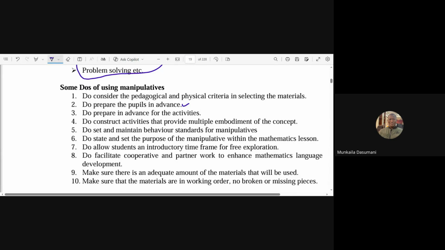As we said, to prepare the pupils in advance, and then consider the pedagogical and physical criteria in selecting the materials. The first one was do consider the pedagogical and physical criteria in selecting the materials, and then do prepare the pupils in advance, because assuming tomorrow you want to use a certain manipulative which requires a lot of time, you have to prepare them. That's why you're using the word pupils here, to show that from the early stages, maybe preschool, the primary schools and other stuff.